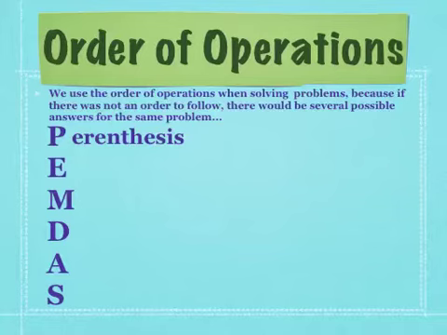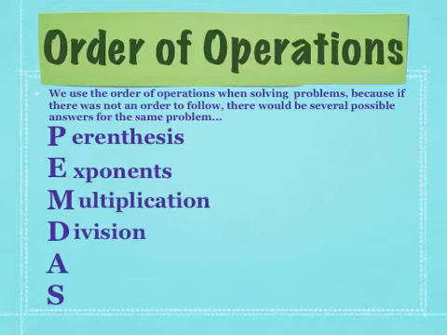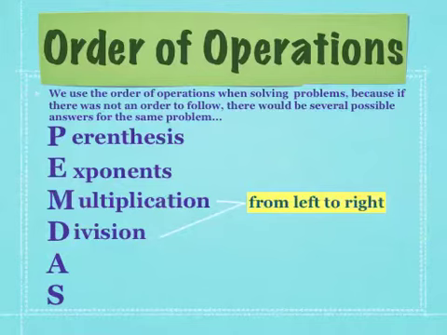The E stands for exponents. Remember, exponents are powers, like squared or cubed. The next step would be to simplify exponents. The M and the D stand for multiplication and division. These are a little bit different. We're going to perform multiplication and division working from left to right at the same time.